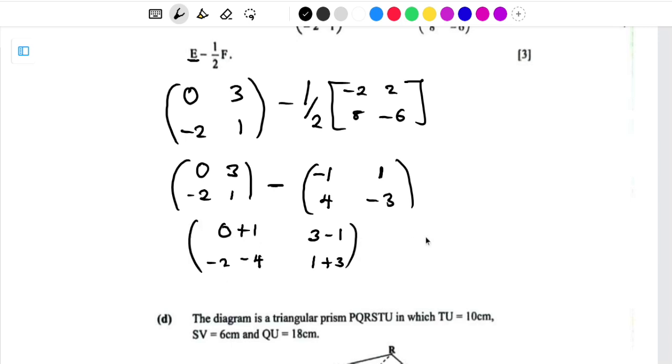So 0 plus 1, that is 1. Negative 2 minus 4, that is negative 6. 3 minus 1, that is 2. 1 plus 3, that is 4. So this is going to be our final answer.